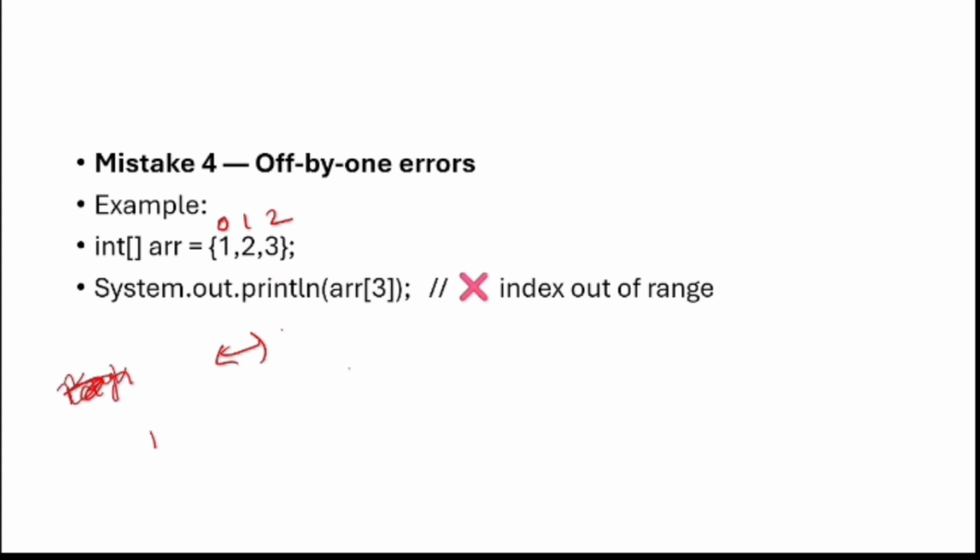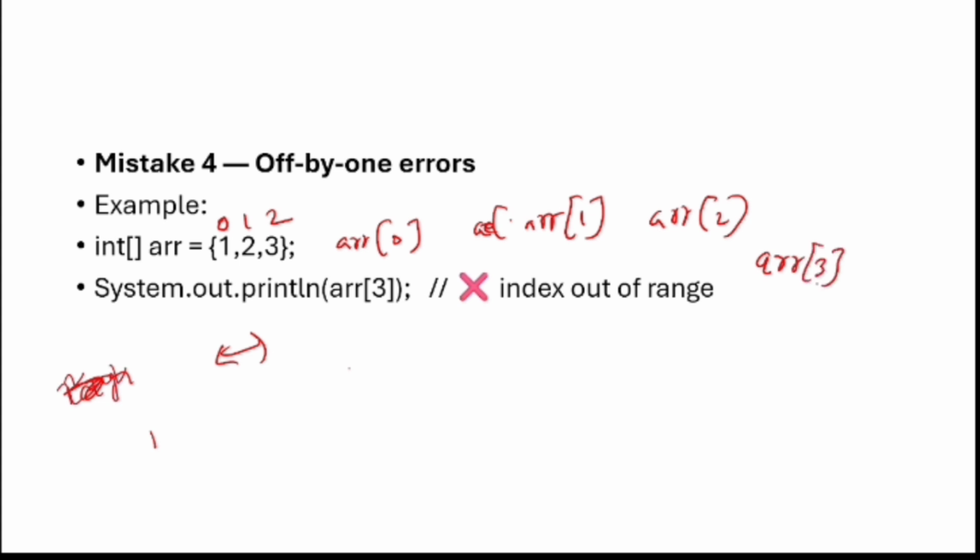And you are printing some elements. Printing arr of 0 is fine, you will get one value. Arr of 1, you will get the value. Arr of 2, you will get the value. But there is no element at index 3. There is no element at index 3, so it will throw the index out of range exception.